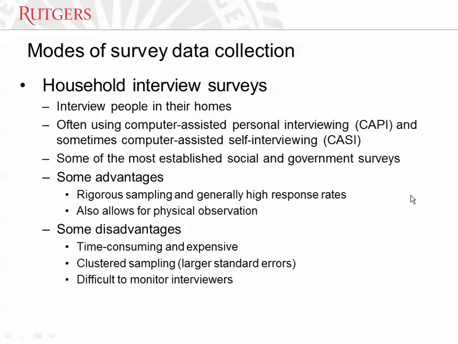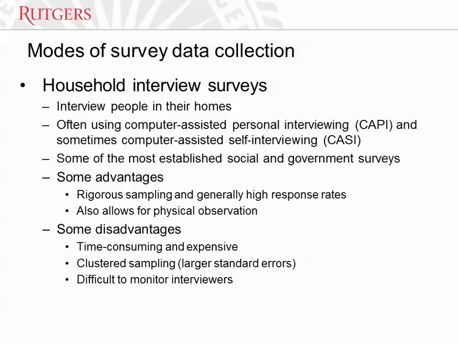And often these days it's done with computer devices, computer-assisted interviewing. It's called CAPI, or even self-interviewing, CASI. So laptops or tablets are used, but it can also be done with paper forms. And as I mentioned, some of the most established social and government surveys do this. It's got some distinct advantages. First of all, it tends to be fairly rigorous. The sampling that goes into household surveys tends to be multi-stage sampling. There are generally high response rates because usually when someone takes the time to go out and visit a household, the household sees the importance of the survey and encourages participation.